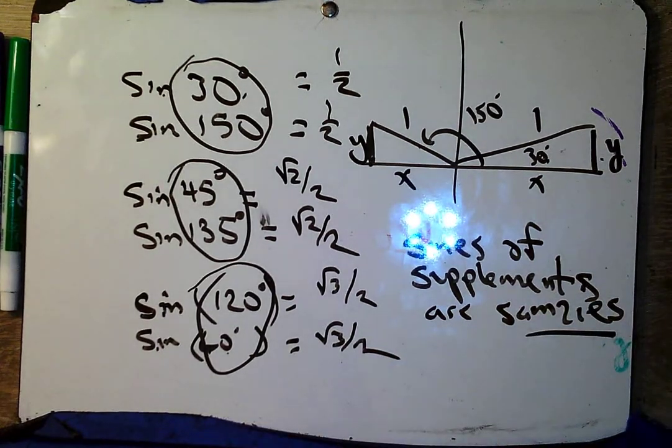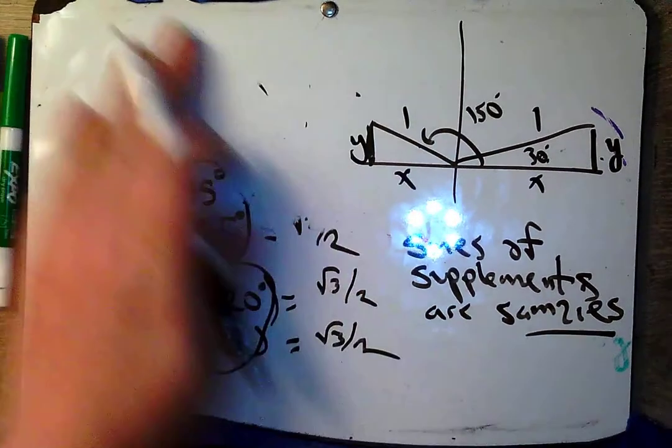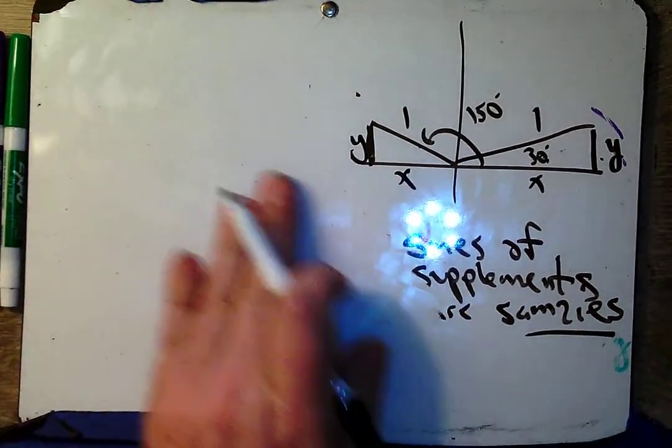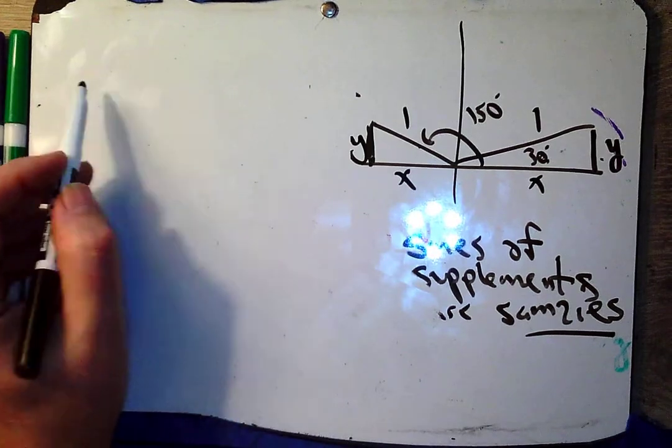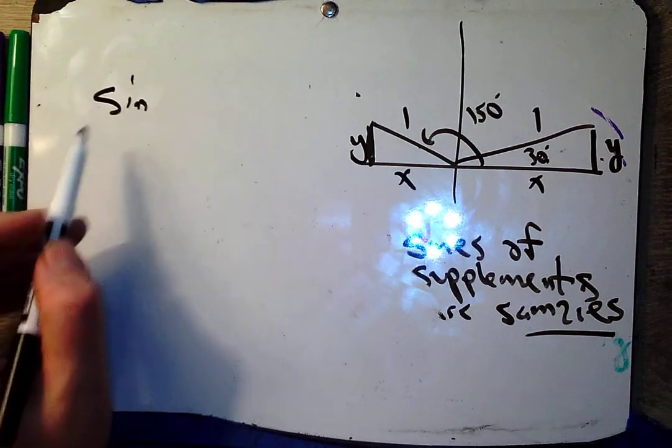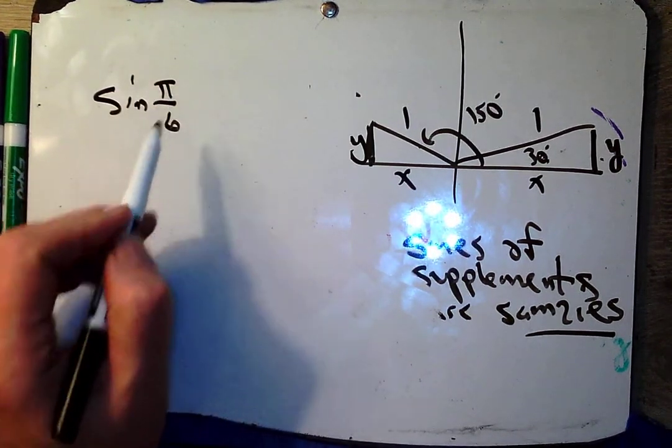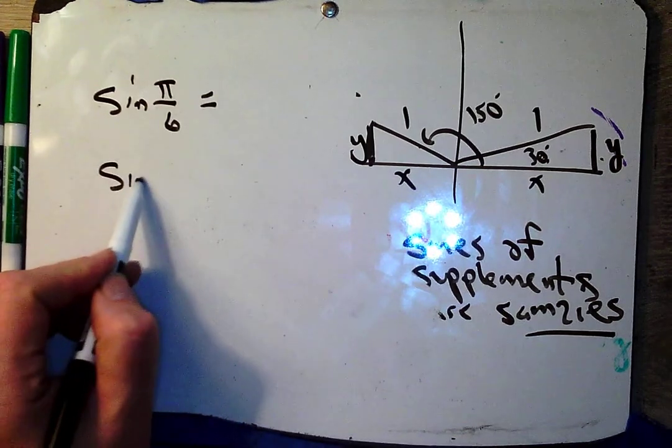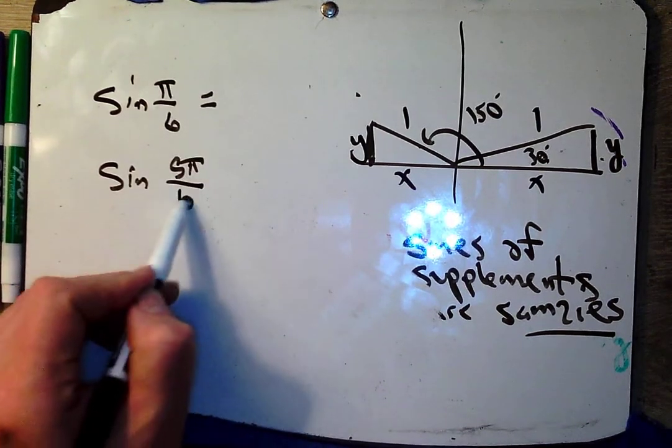Sines of supplements are samesies. Cool. And so now let's take a look. Does that change if we have this conversation in radians? How about the sine of pi over 6 and the sine of 5 pi over 6?